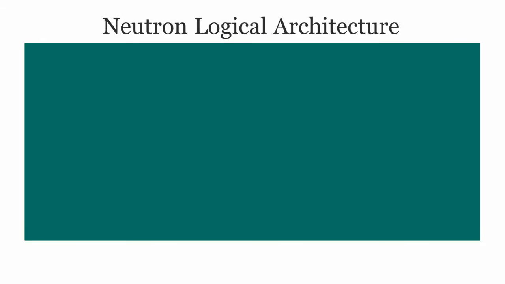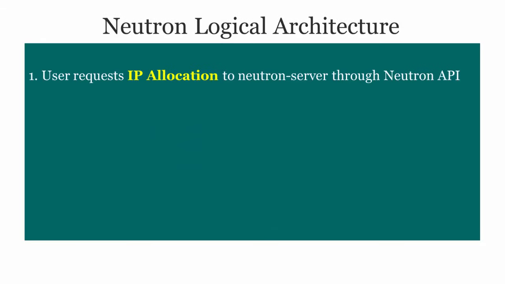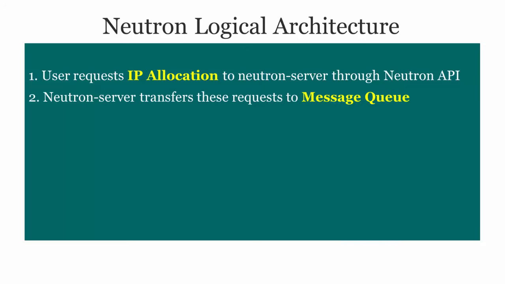So let's check them one by one. At first, the user requests IP allocation from the Neutron server, and the Neutron server must always be ready to receive this kind of request from users using the Neutron API. Number 2, the Neutron server transfers the request from the users to the message queue. In this video, I'm using a RabbitMQ server for the message queue service.